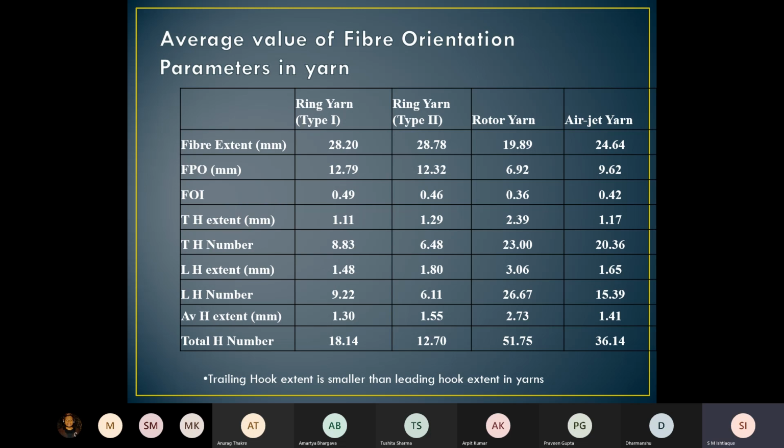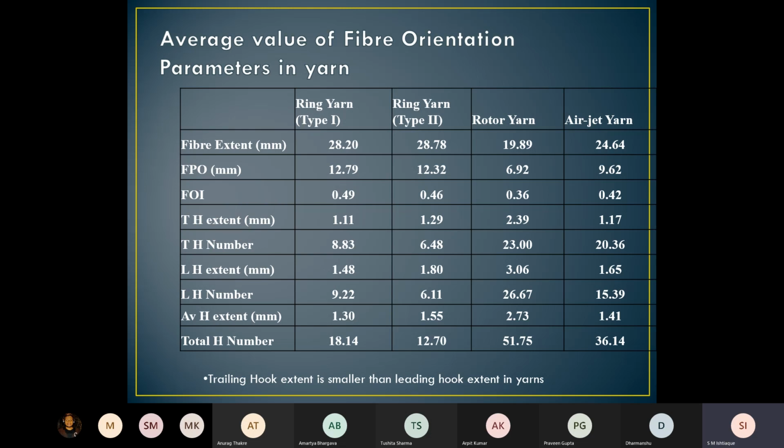Rotor is again giving the least. So what does it indicate? The moment we say 0.49 FY index, it means that 50% of fiber length is overlapping, and here you can say only 42%, and in this case only 36% of fiber length is overlapping.